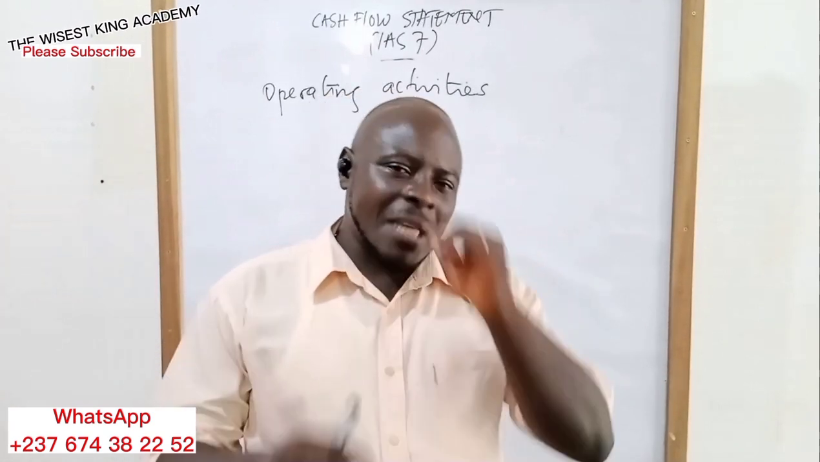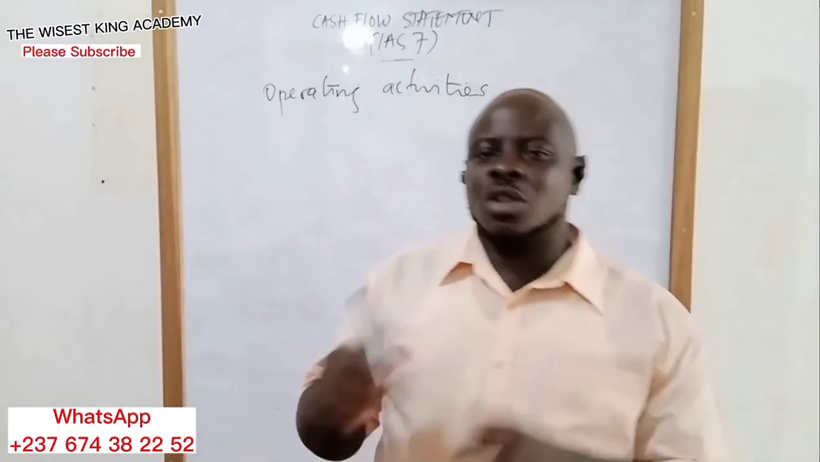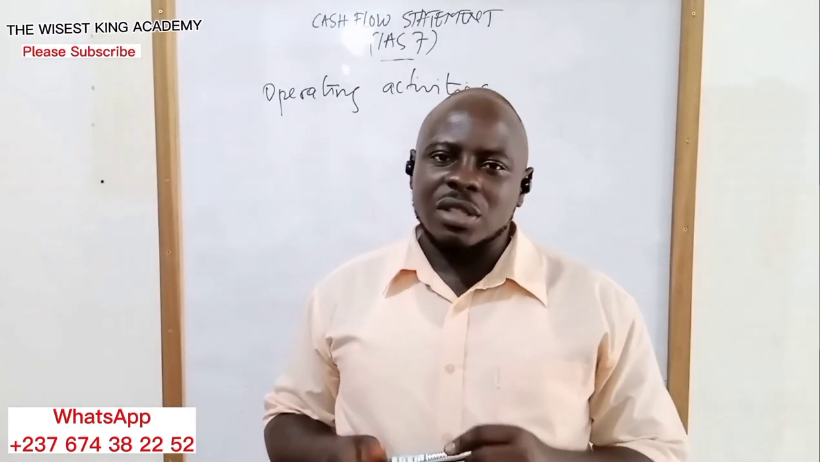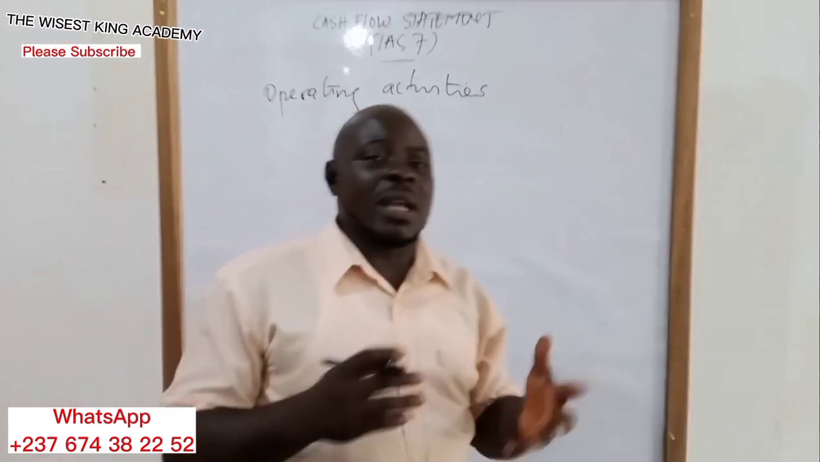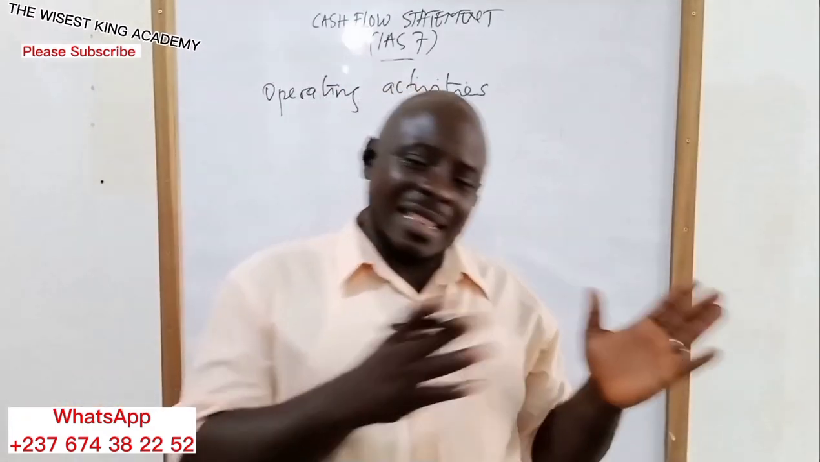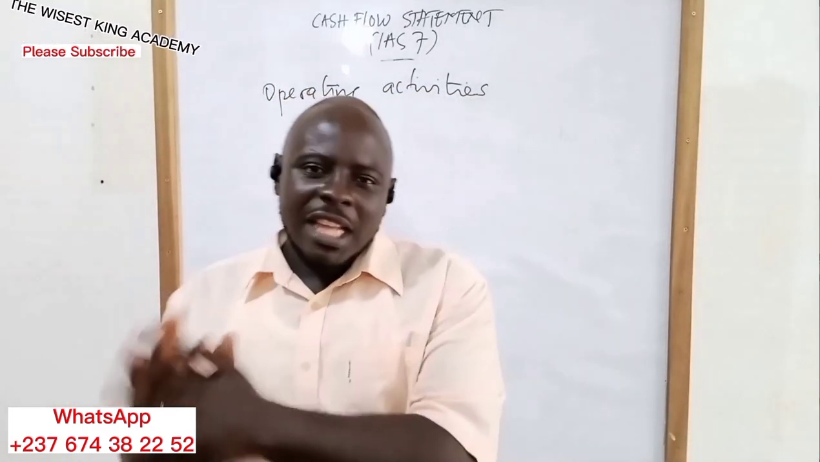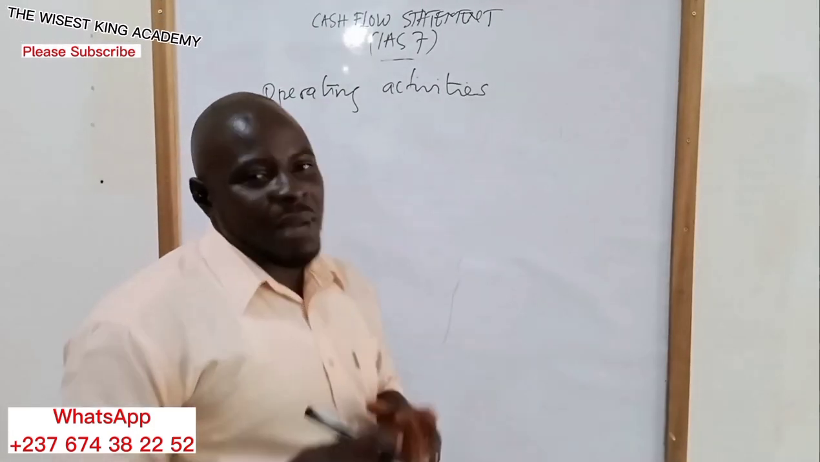Now, it is said that the cash flow statement can be prepared using either the direct method or the indirect method. And that is actually determined by the operating activity, because there are two methods used to identify the net cash flow from operating activities. They are the direct method and the indirect method. So today, we are going to start with the direct method.